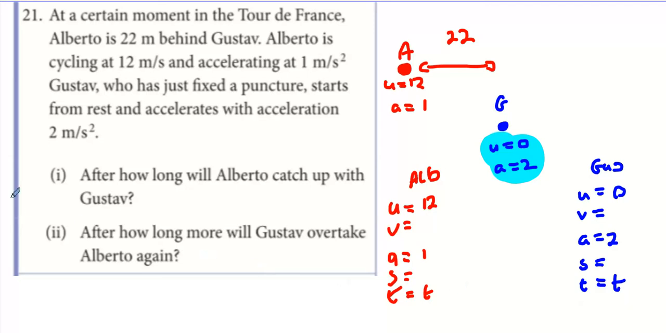Okay. What can we say there? What's the formula? How much extra distance does Alberto have to travel compared to Gustav? 22 extra meters. So S1, which is Alberto's distance, take away what Gustav does, has to be 22, because Alberto has to do 22 extra meters to catch Gustav. Everybody happy with the initial formula? Okay, how do we do that then?